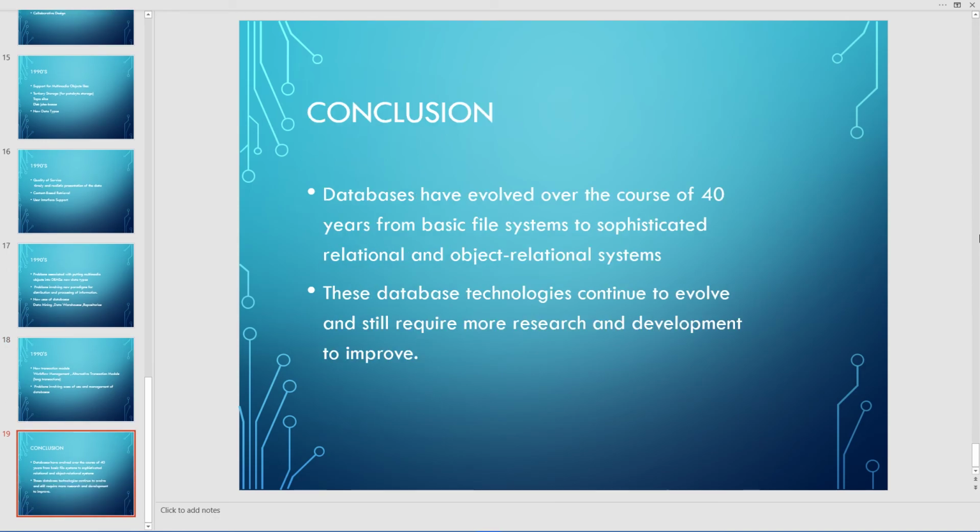In conclusion, databases have evolved over the course of 40 years from basic file systems to sophisticated relational and object relational systems. These database technologies continue to evolve and still require more research and development to improve.